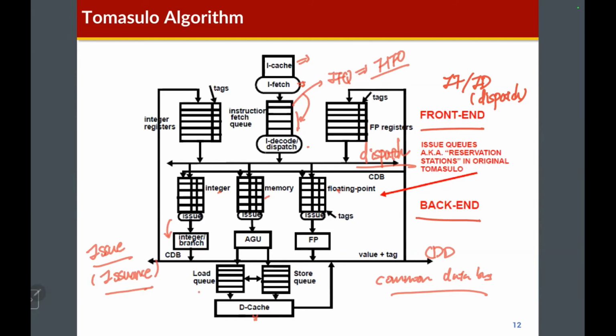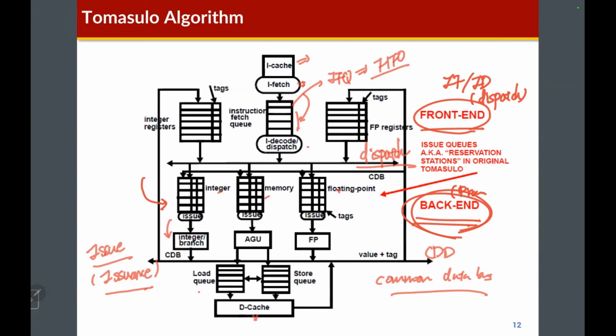And then the back end part includes the processing part, like the issue queue and then the processing engines, the memory part, and this common data bus. You can call this the front end and this the back end. Then the main idea of the Tomasulo algorithm is that instructions are issued in the issue queues of the different classes.